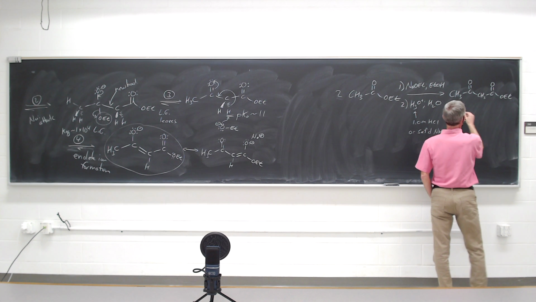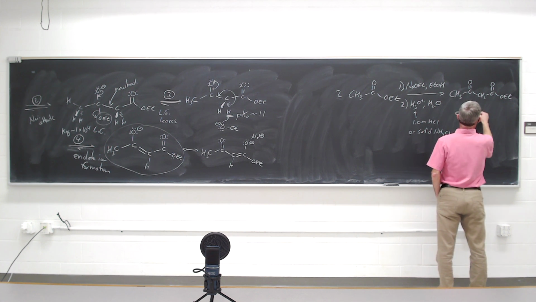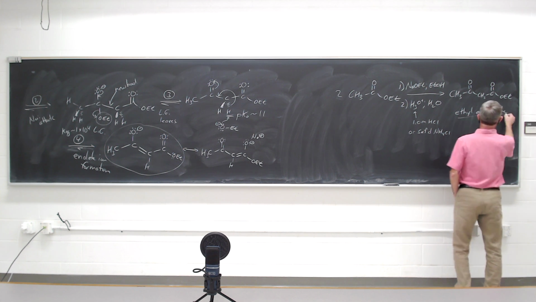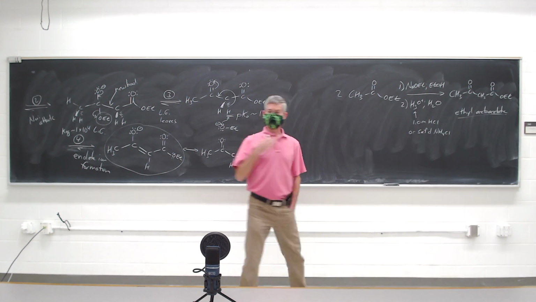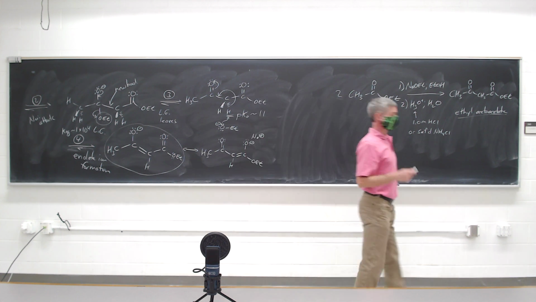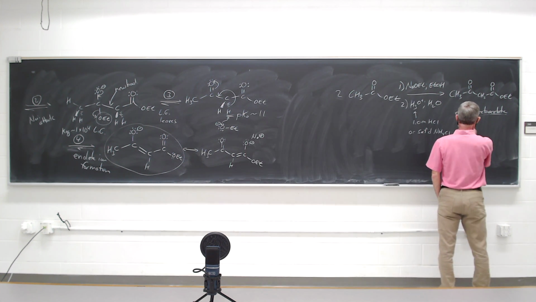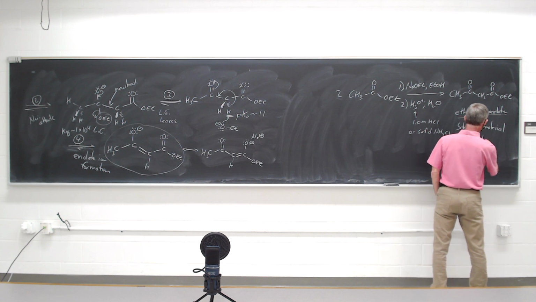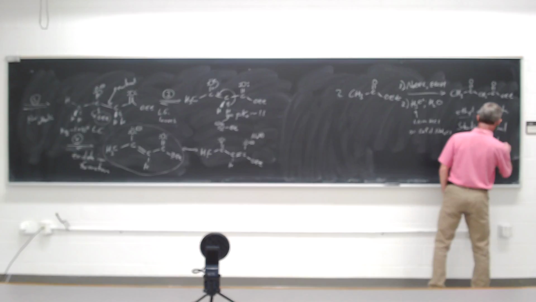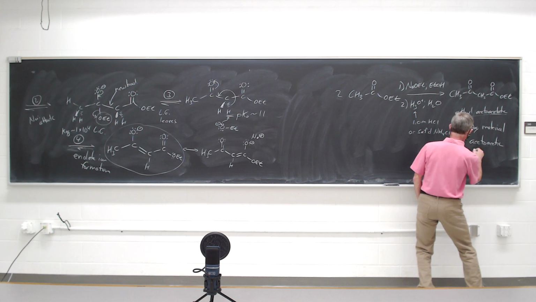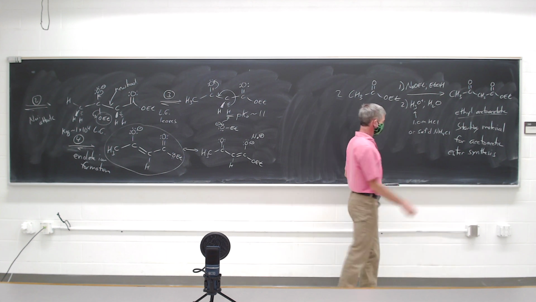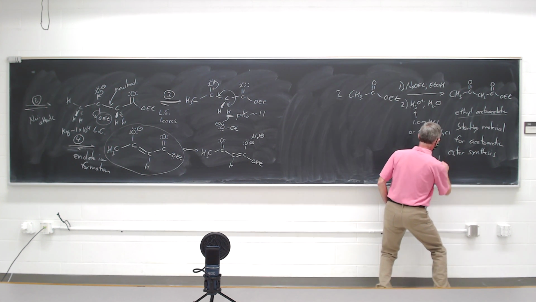This is a very important molecule in its own right. Ethyl acetoacetate, and it is actually part of another reaction we covered today: the starting material for the acetoacetic ester synthesis. And the acetoacetic ester synthesis is a way to make another ketone.